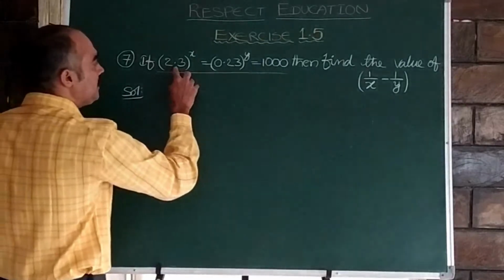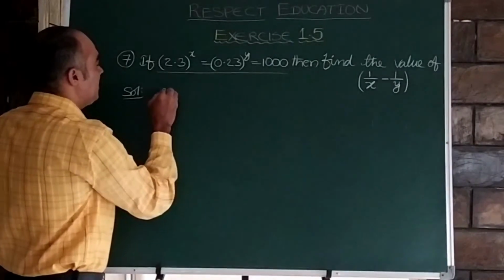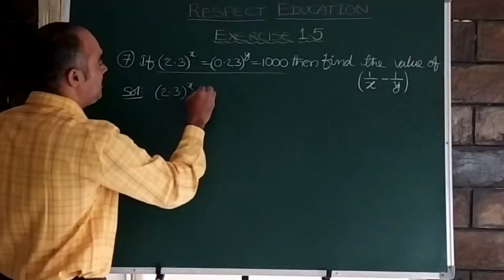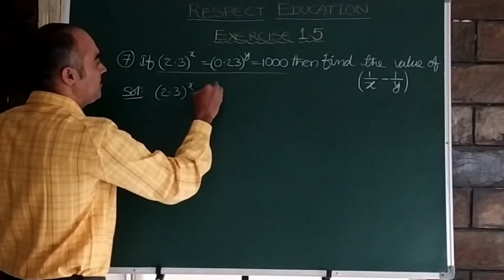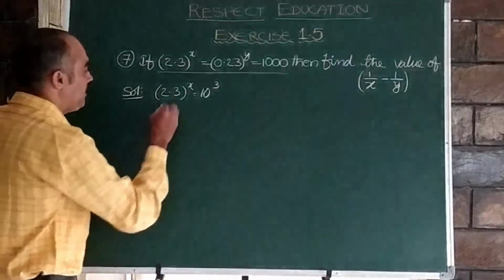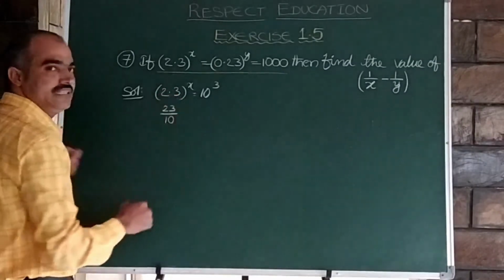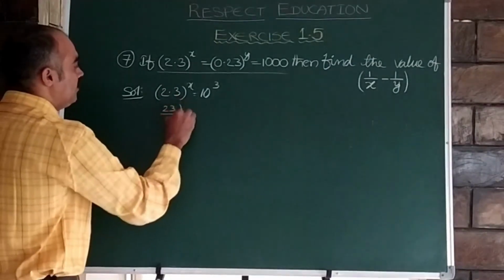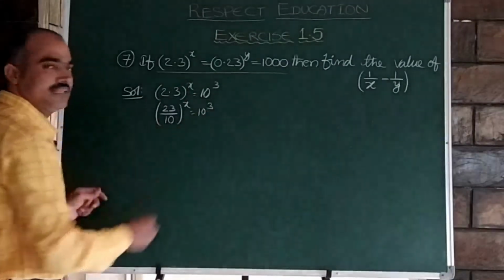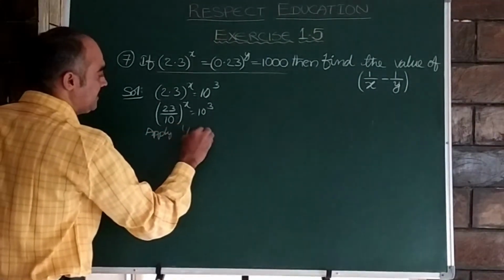I am taking 2.3 power x equal to 1000, because all three are equal, so we can take it. So 2.3 power x is equal to 1000. 1000 I am writing as 10 cube. Here 2.3 can be written as 23 by 10. See here, after the decimal one digit is there, so it can be divided by 10. Power x is equal to 10 cube. So let us apply logarithm on both the sides.